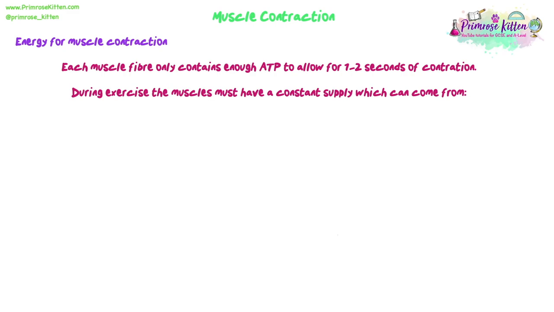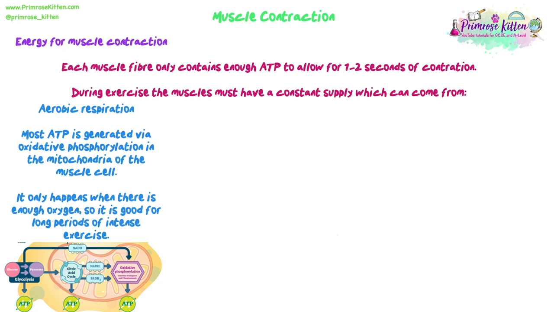Okay, so speaking of energy and ATP, each muscle fiber only contains about enough ATP to allow for about 1 to 2 seconds of contraction, which obviously isn't very long, especially if you're doing running, long distance running, or anything that requires you to move for quite a long time. So during the exercise, the muscles must have a constant supply, which can come from a couple of different places.